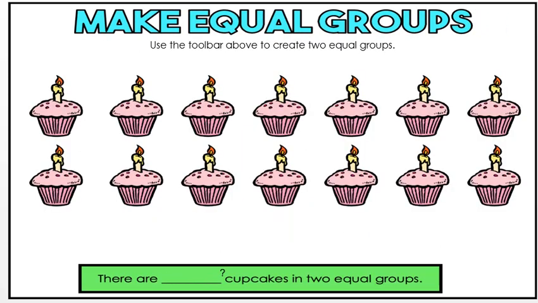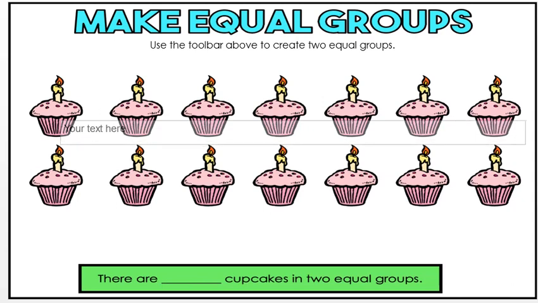All right, next question. It says use the toolbar above to create 2 equal groups. So I can do this a few ways. I can draw a line here. If I do this really easily, first I need to figure out how many there is. 1, 2, 3, 4, 5, 6, 7, 8, 9, 10, 11, 12, 13, 14. So I know that there are 14, but they're in 2 equal groups already.